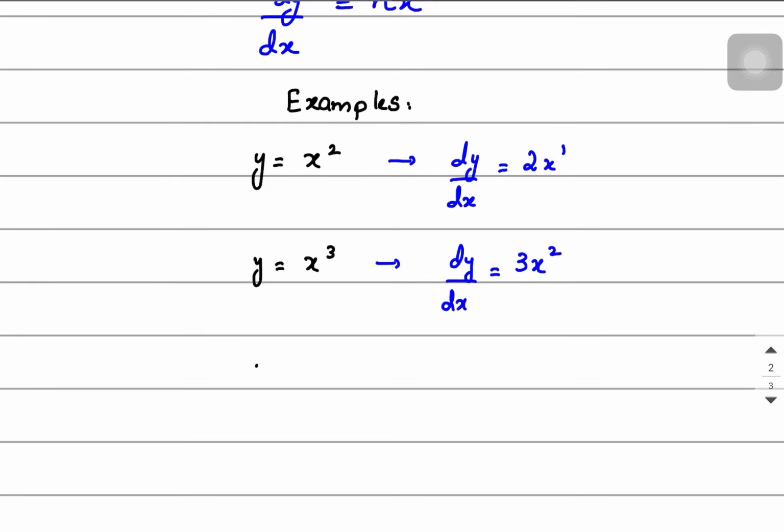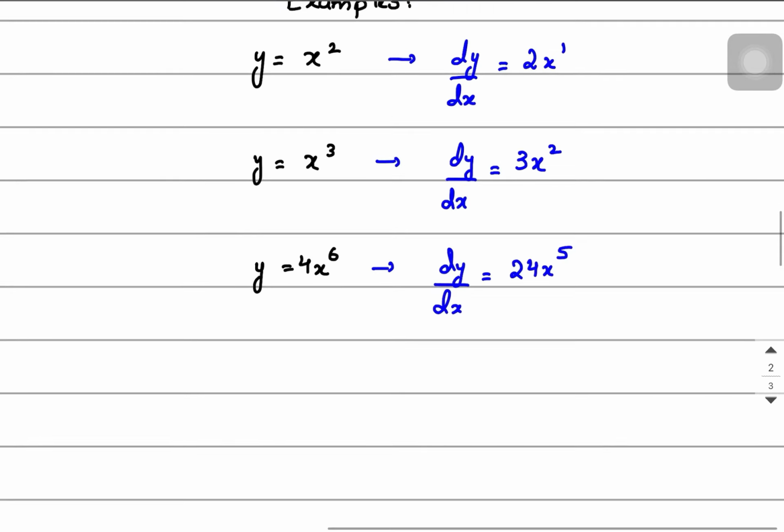So let's take a look at another example. Let's say it's 4x power 6. What happens? The power comes down. 6 4s are 24. So the power comes down and 1 is subtracted from the power. So 6 comes down and 6 times 4 is basically 24, and 1 is subtracted from the power.